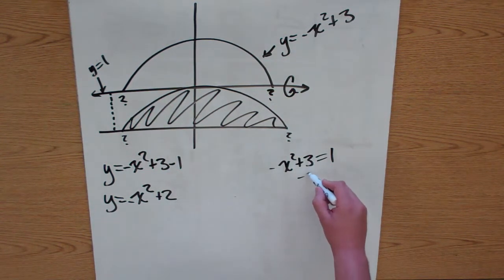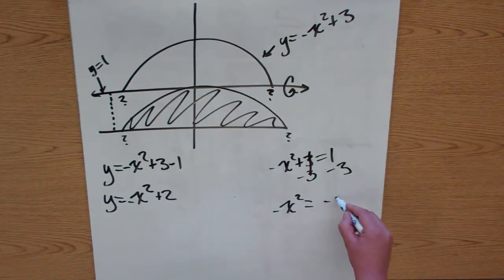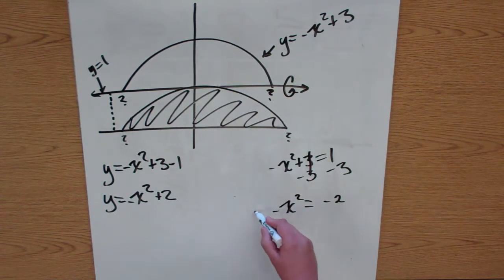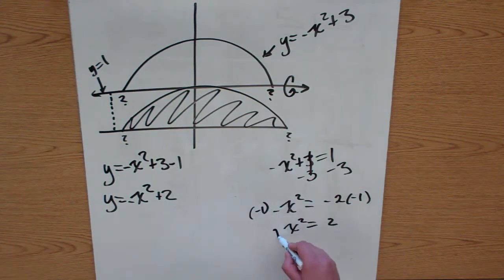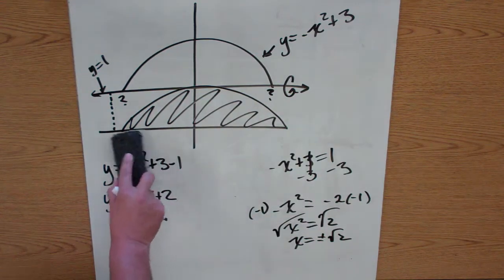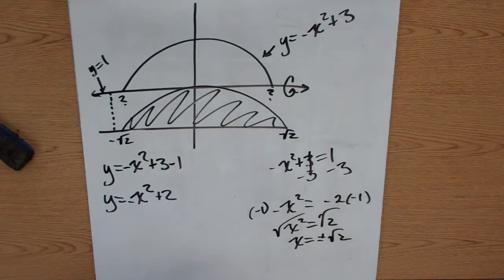And now solve. So minus 3, so negative x squared equals negative 2. Since this is negative and this is negative, multiply both sides by negative 1. So now we have x squared equals 2. Square root, x equals plus or minus the square root of 2. So now, instead of these question marks, we know we're evaluating from negative square root of 2 to positive square root of 2. All right? And this is now our new function that we're going to evaluate, negative x squared plus 2.